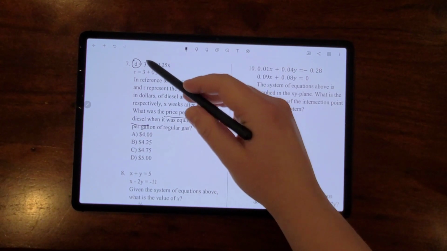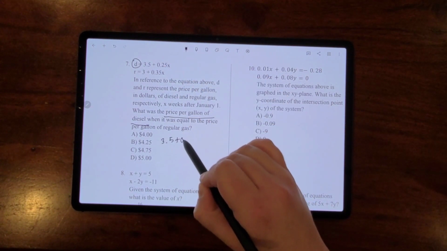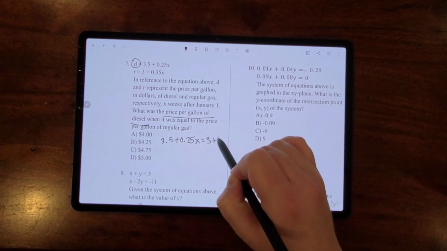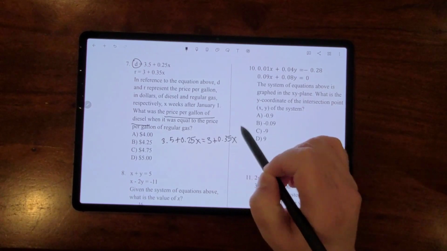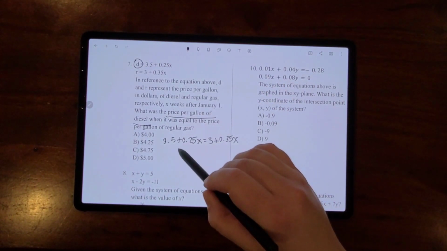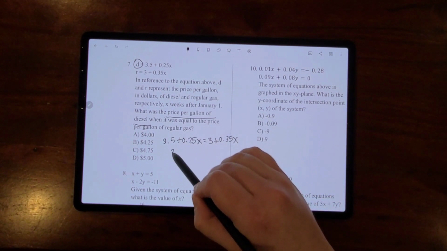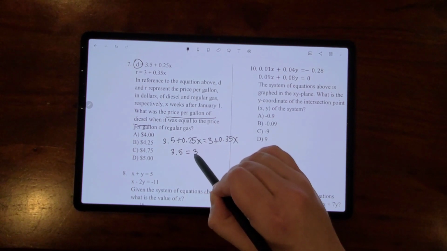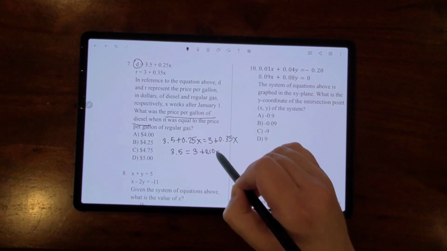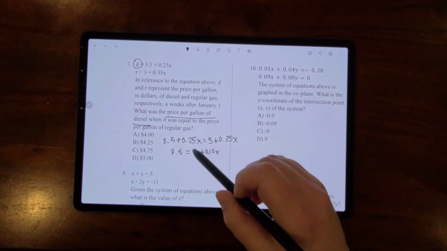So I'm gonna set these equal to each other. So I'm gonna say 3.5 plus 0.25x is equal to 3 plus 0.35x. And then I'm going to now try to get the x's together on one side. So I'm going to subtract 0.25x from each side so I can move it over here. And that's going to leave me with this. Oh, I forgot the 0 right there almost. It doesn't matter, but I just like to make it clearer for people when they're watching this.